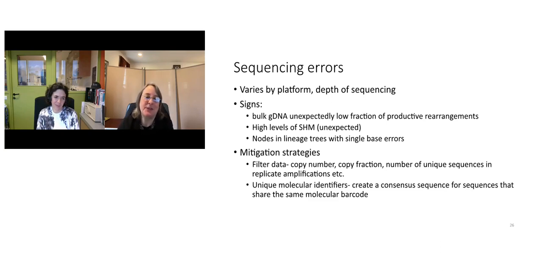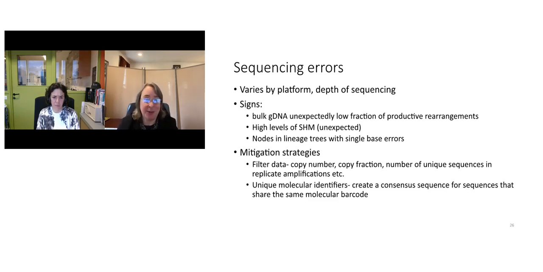Another thing that you can see sometimes is if you look at lineage trees, so if you look at groups of sequences that are all from the same clone, and you create a tree that shows you the pattern of mutations in the V gene sequences, and I'll show you an example of this in a minute, and you see a whole bunch of sequences that are one nucleotide apart from each other, that's very telltale. We did pretty deep sequencing, and we have a whole bunch of sequencing errors in that sample.